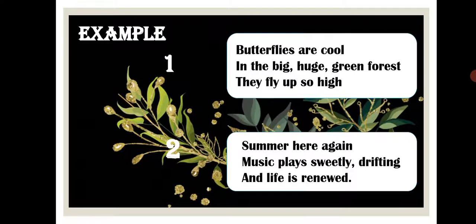Example number 1. Butterflies are cool in the big huge green forest. They fly up so high. And the example number 2. Summer here again. Music plays sweetly, drifting, and life is renewed. As you can see, the example 1 and 2 has the same construct. It means that the first line consists of 5 syllables. The second line consists of 7, and the last line, the third line, consists of 5 syllables. So in the haiku, the construction of its poetry is 5-7-5.